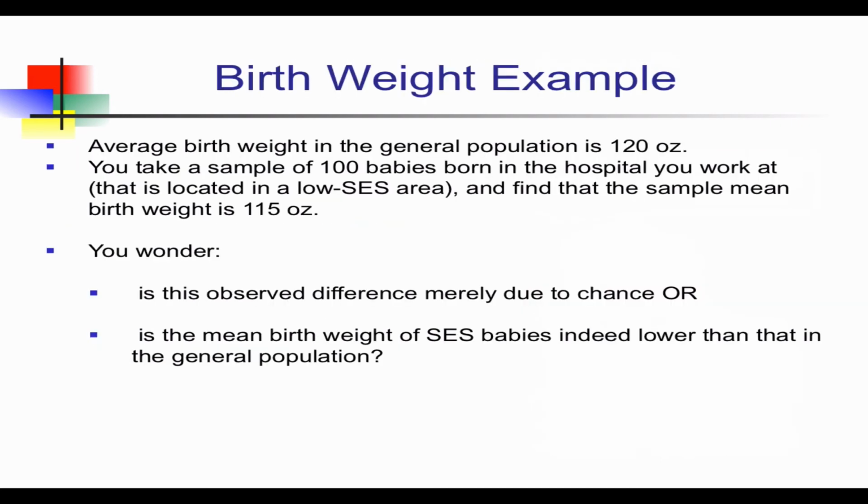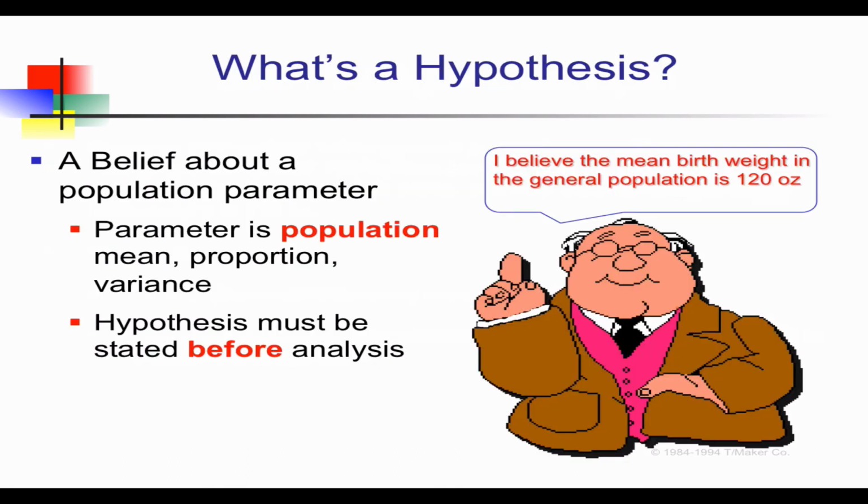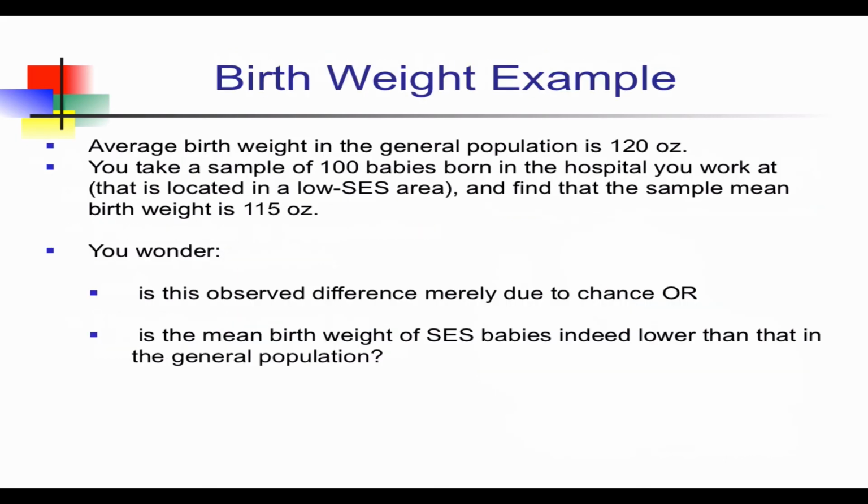So let's give an example. The null hypothesis is, based on my prior experience, that I believe the mean birth weight in the general population is 120 ounces. So that is your null hypothesis.